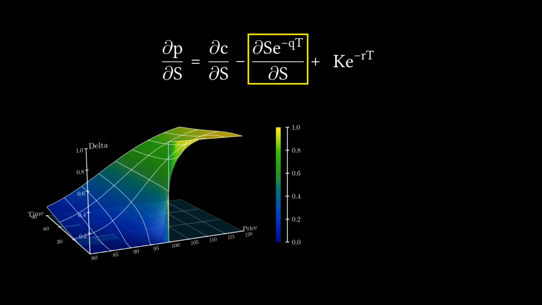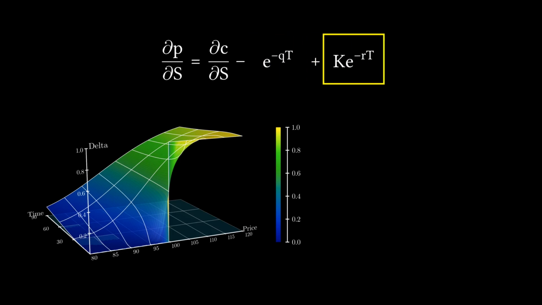The derivative of anything with respect to itself is just 1, leaving us with e raised to the negative of the dividend yield multiplied by time to expiration in years. Lastly, the loan and its interest rate never change with respect to the price of the underlying, or in other words, it is a constant, so its derivative is 0.